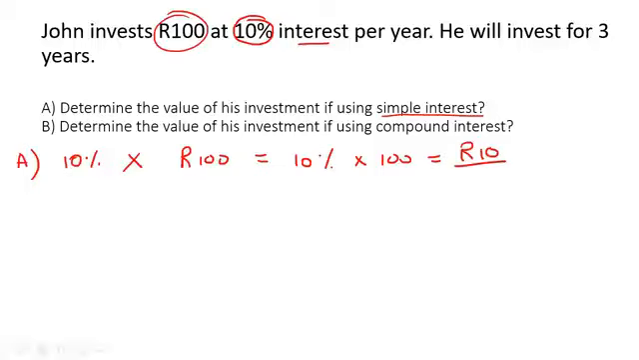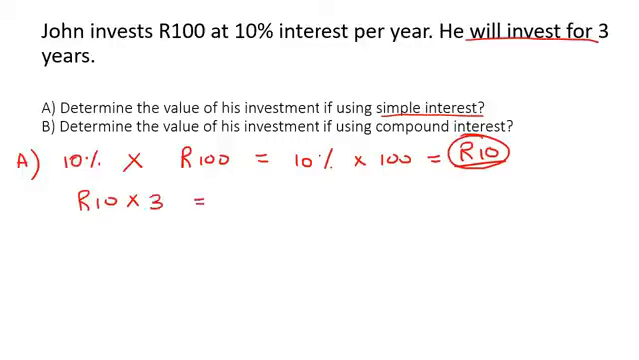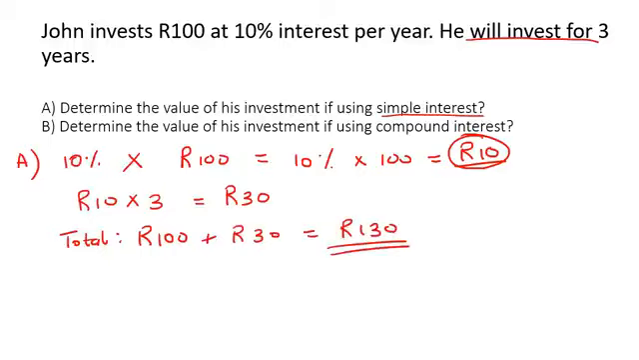Okay? 10 Rand. So John is going to earn 10 Rand per year, because you see here the 10% is per year. Now, because we're doing simple interest, you're just going to take that 10 Rand and multiply that by 3, because he's going to be investing for 3 years. And so he will earn a total of 30 Rand. And so after 3 years, his investment will be worth the money that he started with, which was 100 Rand, plus the 30 Rand that his money has now grown, and so he will have 130 Rand. That is how simple interest works.